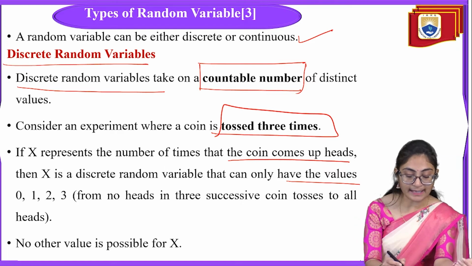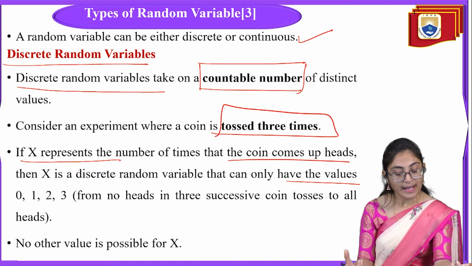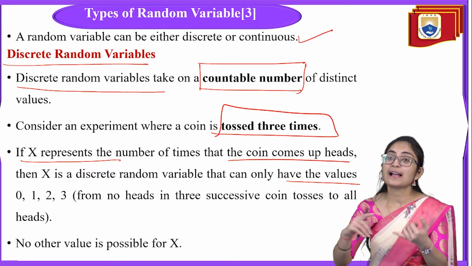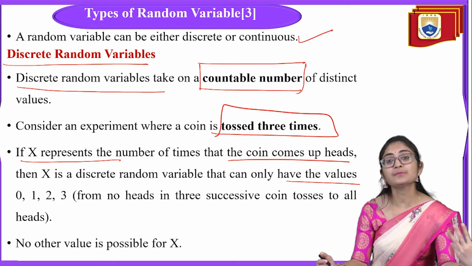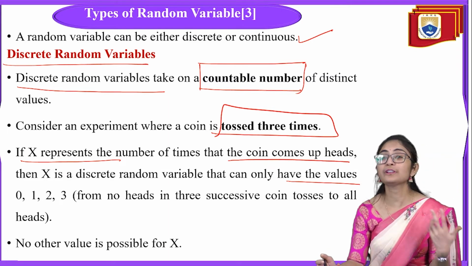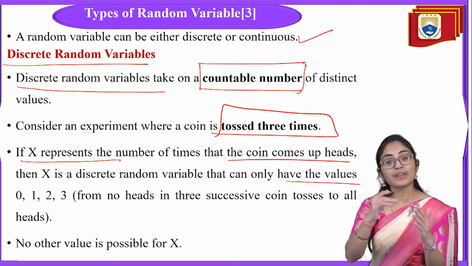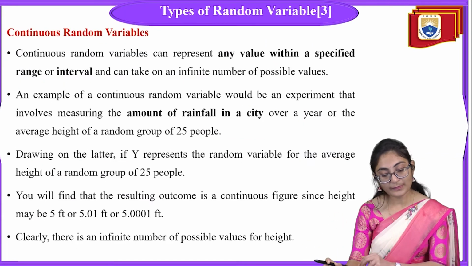So we can say that x represents the number of times the coin comes up heads. And definitely there are only some possibilities. Either we will get heads one time, two times, three times, or we will not get a head at all. So there are these possibilities, and definitely no other value is possible for x.